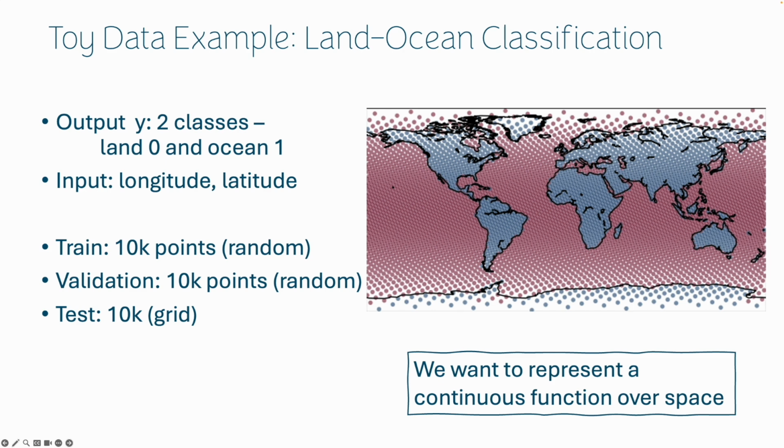spread out. And the objective is to use these samples from this underlying function, the samples of land and ocean across this geographic space, and then reconstruct this underlying function as well as possible.